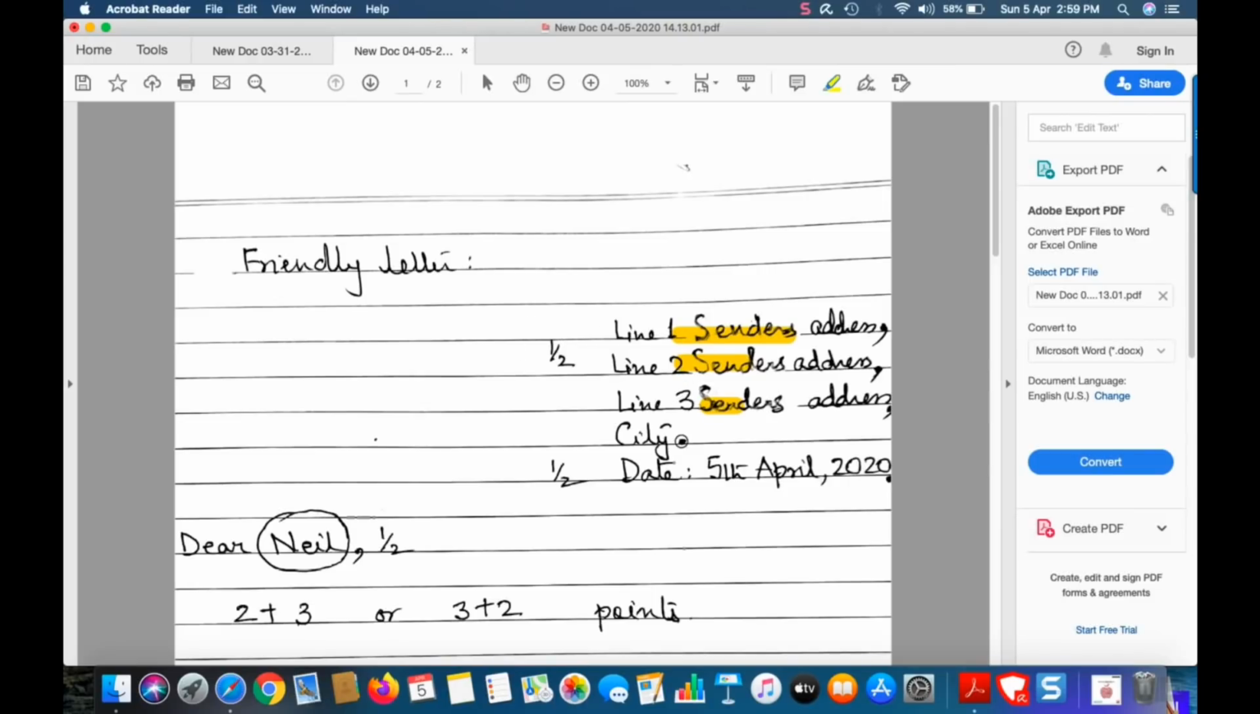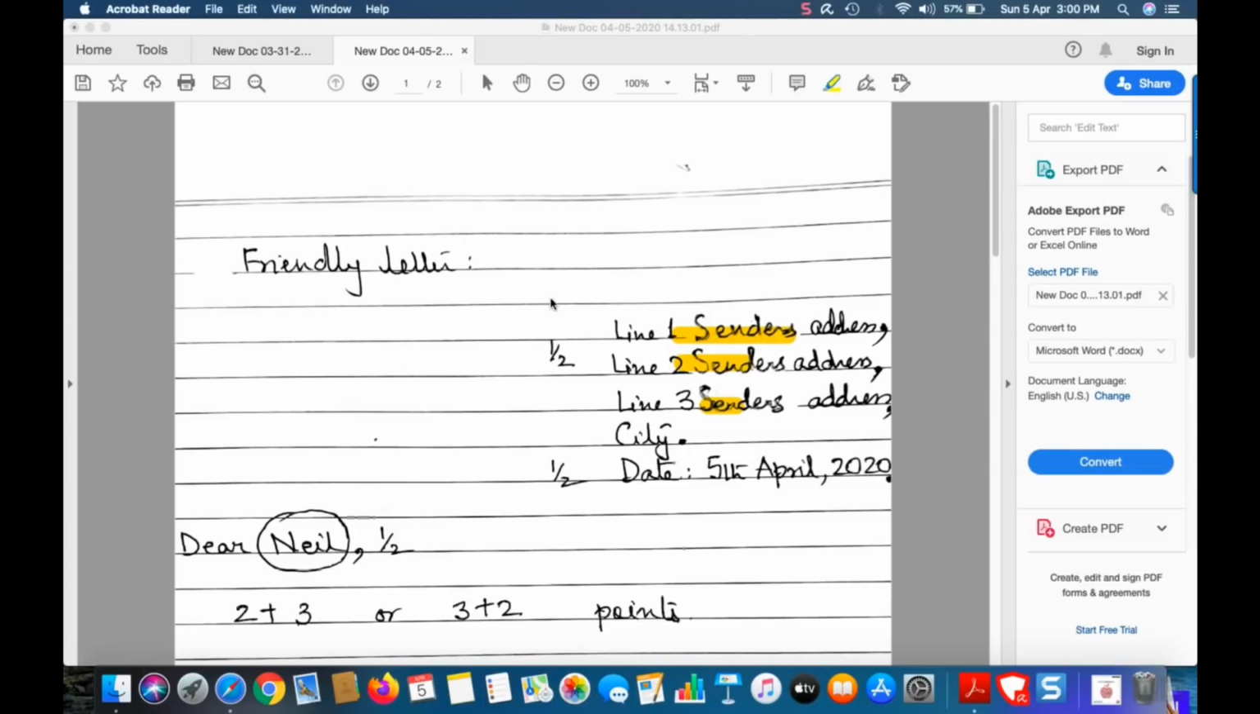Followed by this address is the date. Now remember, in the date, as I have mentioned, 5th of April 2020. The date of the letter has to be recent. So if you're taking a paper in the month of June, you will write a date of June. Now note these punctuations. All these commas are important. This full stop is important. If you miss these commas and the full stop, this half mark and this half mark is lost.